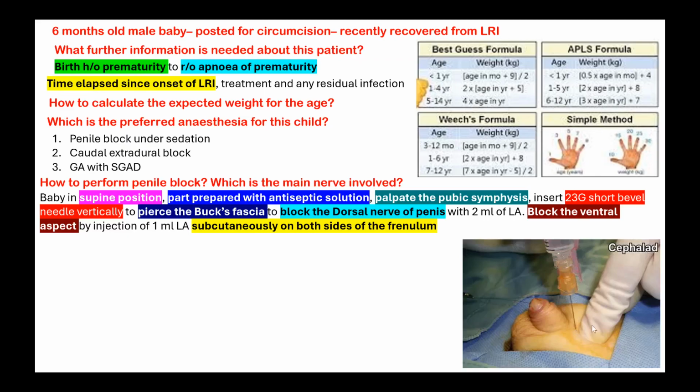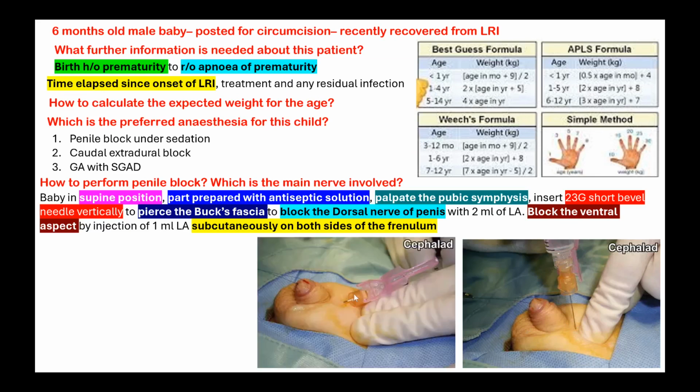So this finger is on the symphysis pubis. It will be like an arch. Just below, you insert a 26 gauge needle in a vertical direction. Once you cross the skin and subcutaneous tissue, if you use a blunt needle, you can feel the pop, a feeling of giving way, by piercing the buck's fascia. And you can deliver about 2 ml.